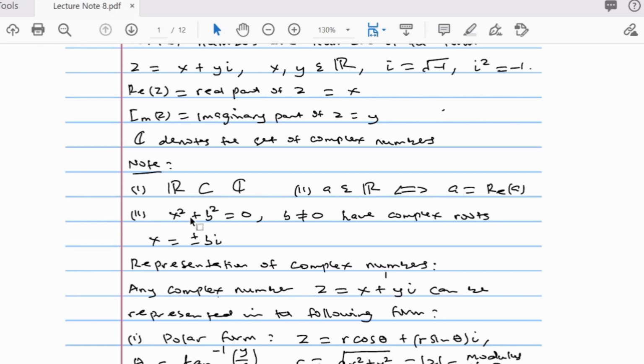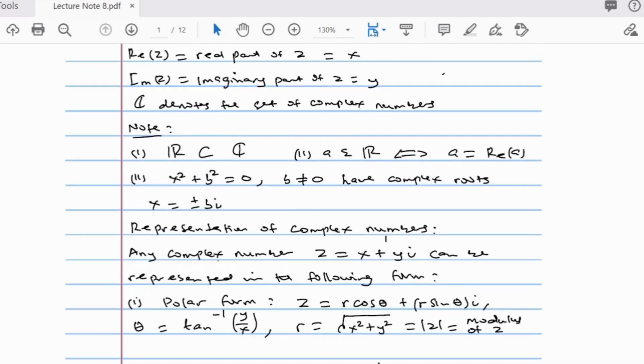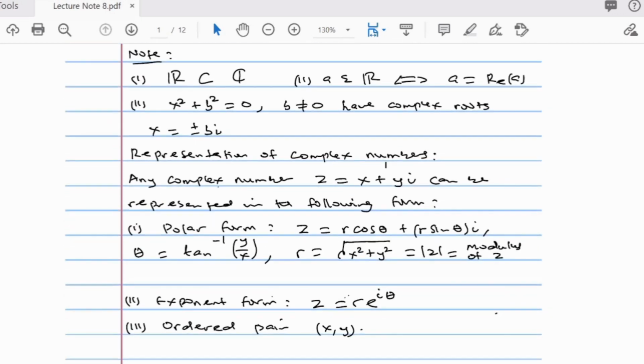Now, if we are given x squared plus b squared equals 0 and you want to solve for x, the solution to this problem is not a real number, it's a complex number. The solution is x equals plus or minus bi, where i is equal to the square root of minus 1.